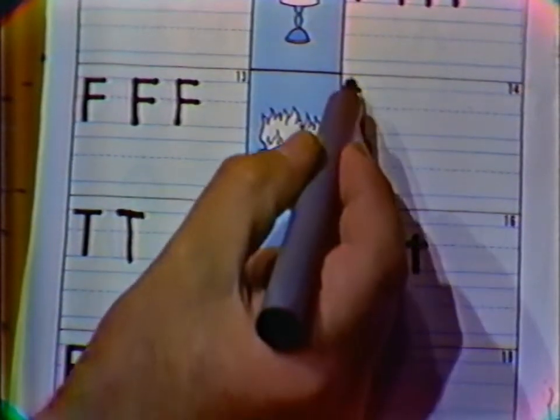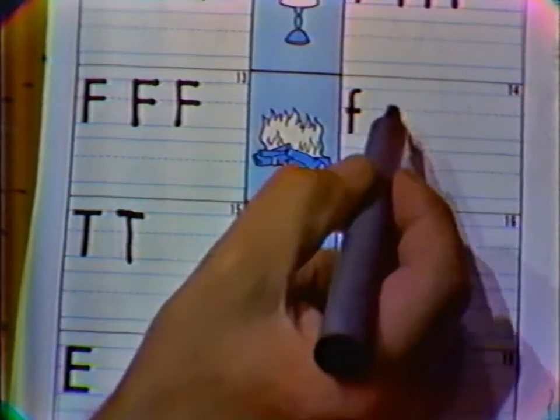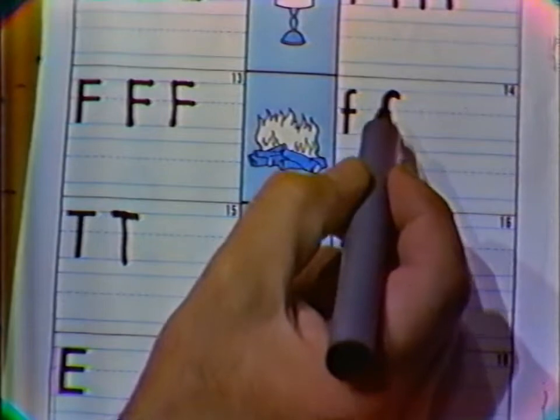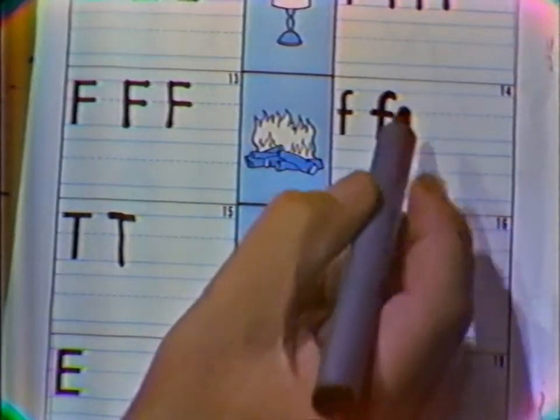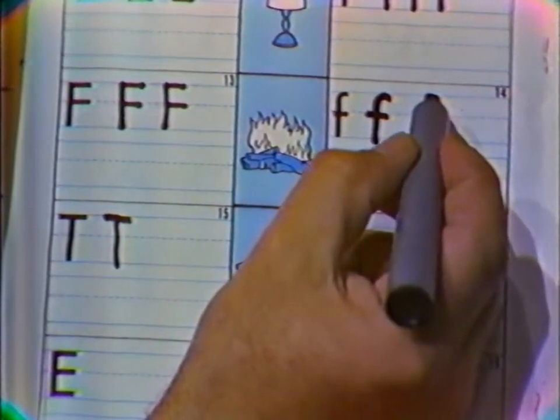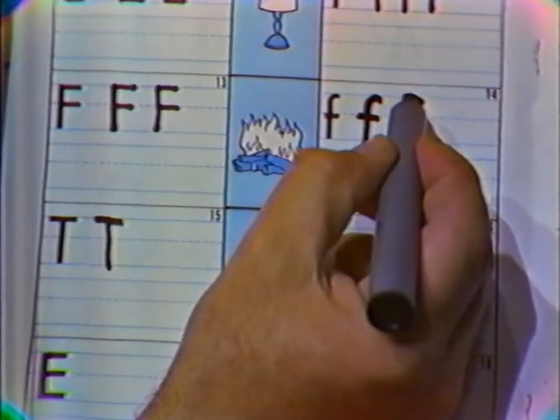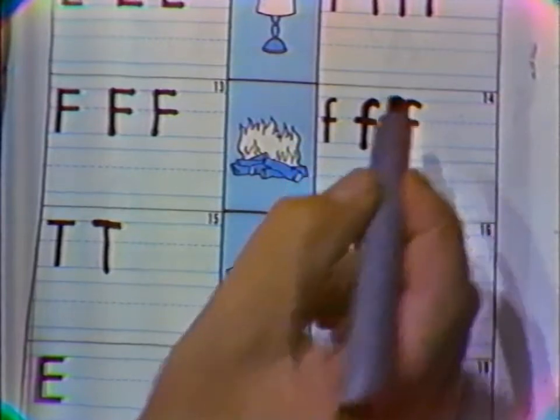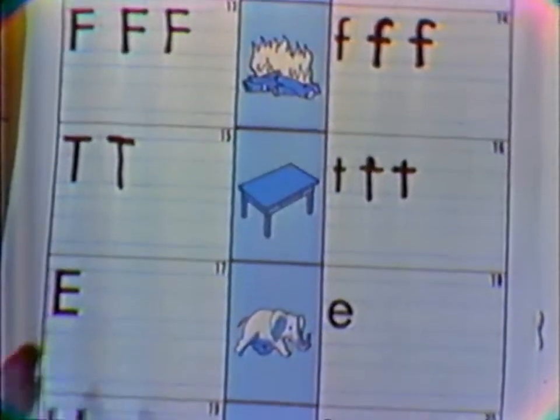It takes up the whole space, but it starts with a curve, and then it goes straight down, and then we cross it in the middle. You do it. Small f. Straight line from the top, curve a little to the left, and then straight down to the bottom. Now, cross the line in the middle. Good. Our last letter is E, as in eagle.